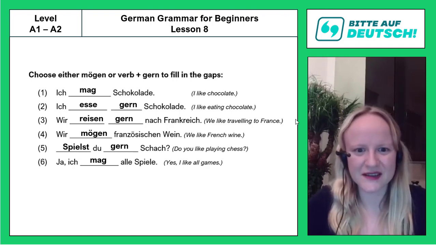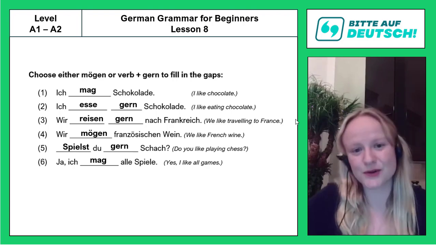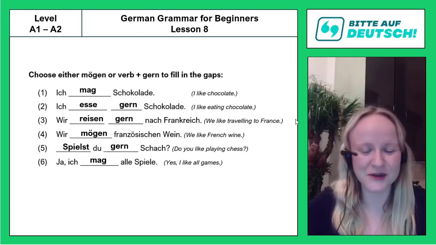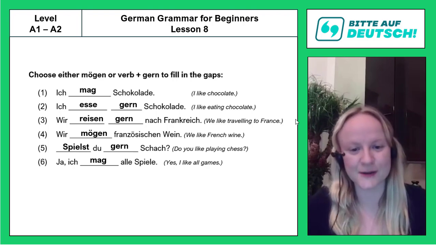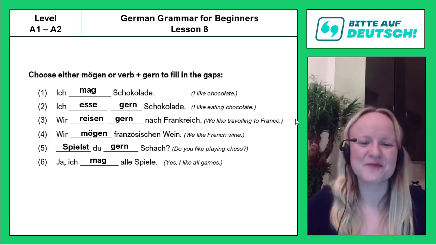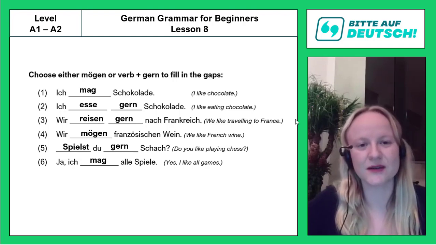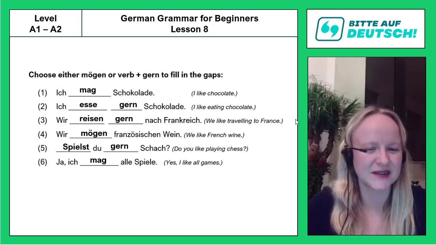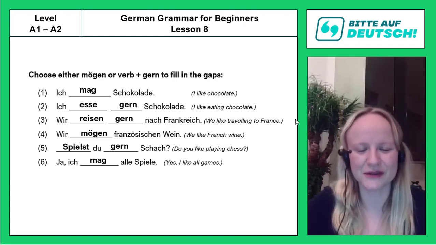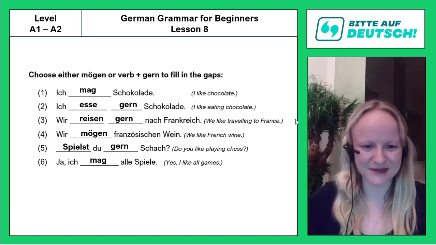I personally find this a really, really useful concept to teach early in the beginning, because this is what you will normally talk about with people, right? What do you like? Hey, what do you do in your free time? What do you like doing? That is small talk at its best, and I find it very useful to know when you need to use mögen and when you need to use gern, because it really makes the language sound very natural if you know how to use it well. So that was our exercise of lesson number 7.